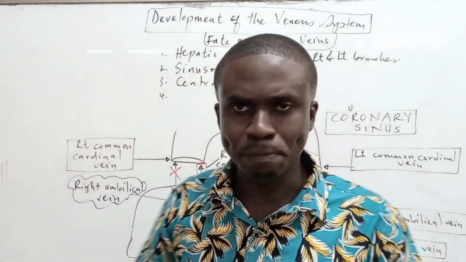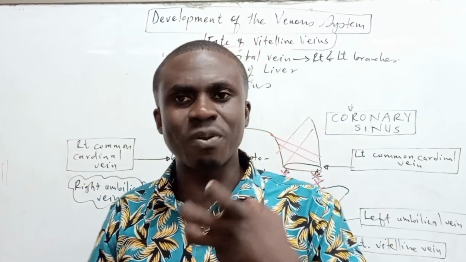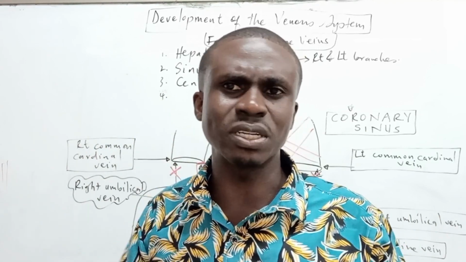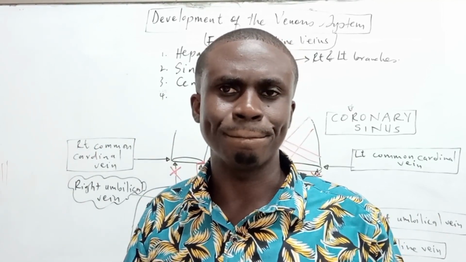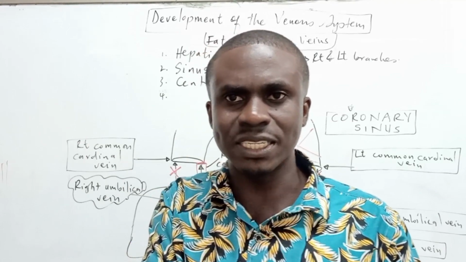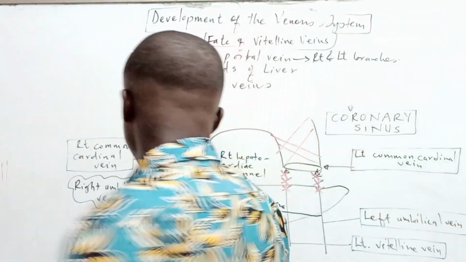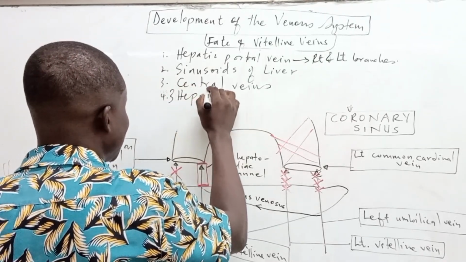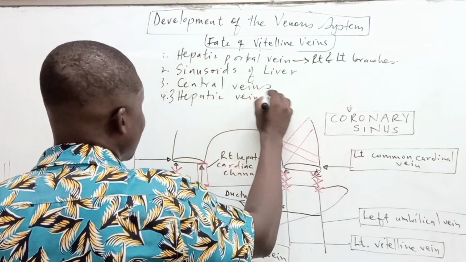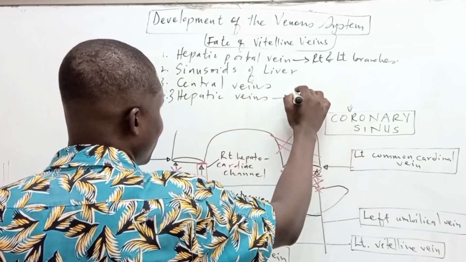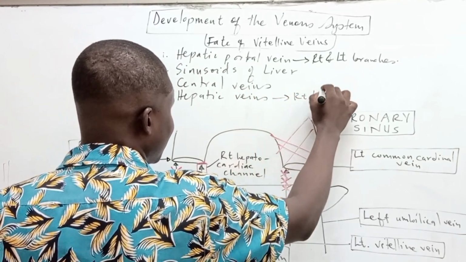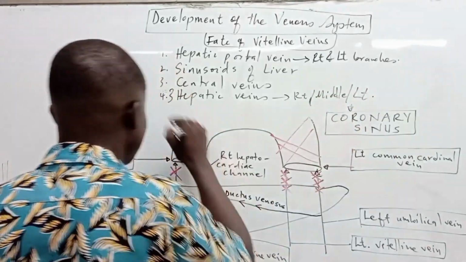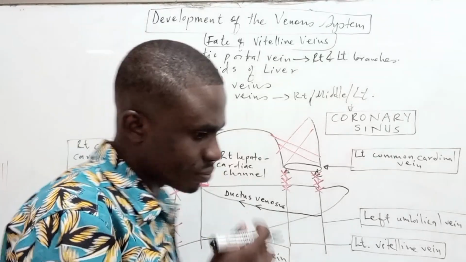No, we are not done. Now, from the central veins, they will collect, eventually draining into what? Into hepatic veins. This time, hepatic veins. Now, we have 3 hepatic veins. One thing we know is that we have that of the right, we have the middle, and we have that of the left hepatic veins. That will also be there.